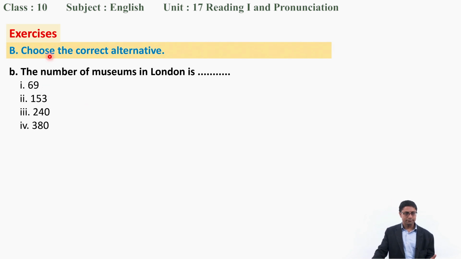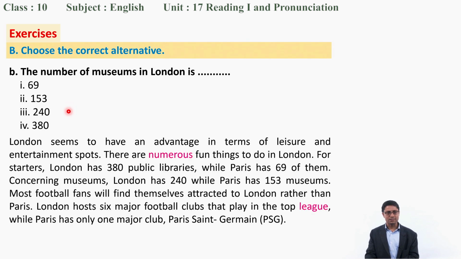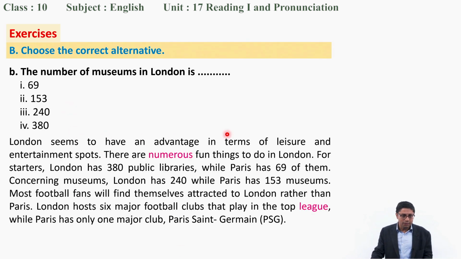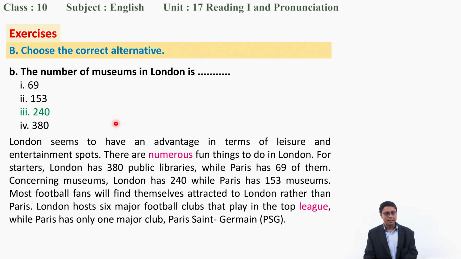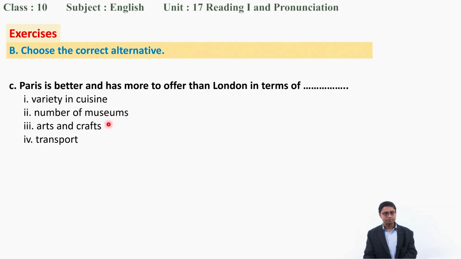See there, the number of museums in London is, so what's the number? 69, 153, 240, 380. What's the right number? You can find it in this text. Okay, can you find here? Okay, see there, London has 380 public libraries, while Paris has 69 of them. Concerning museums, London has 240. So see there, what's the right number? Certainly it's 240. That's good. Now let's move on to next. Third one.